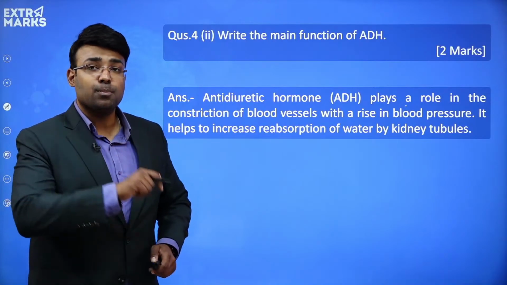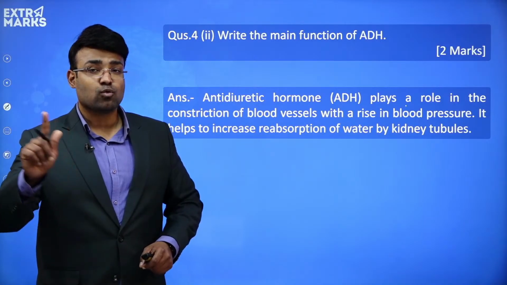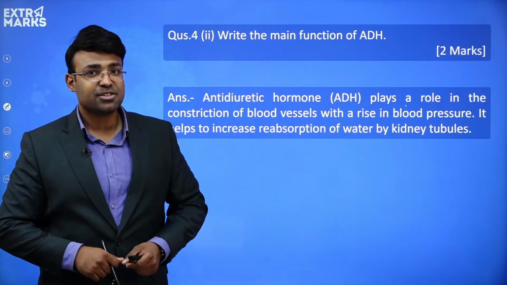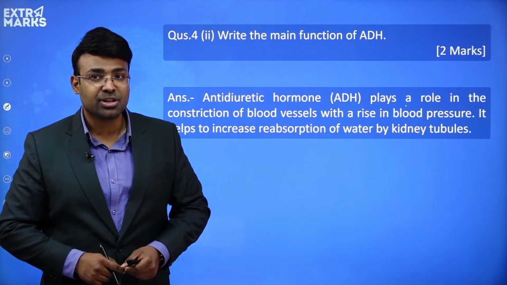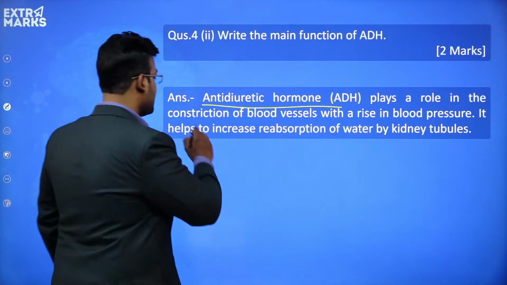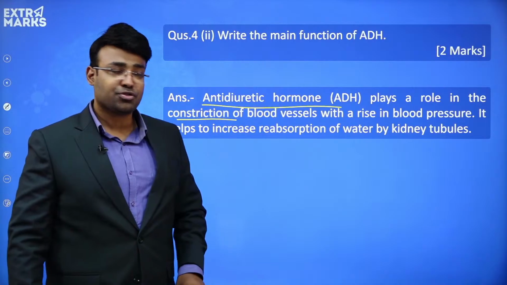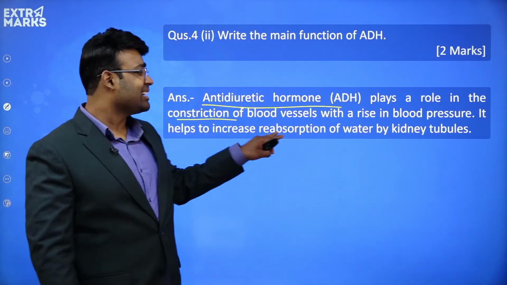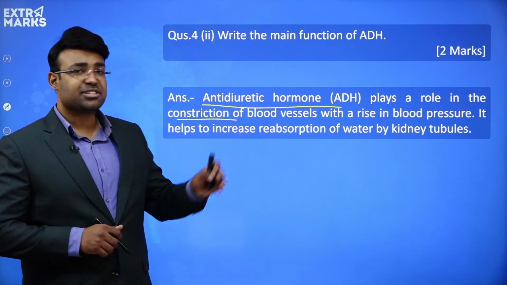The water reabsorption by the renal tubules will get affected, and in that case, the person is going to release more amount of water. The urine will become very dilute. So I hope this point is clear. It's an antidiuretic hormone which plays an important role in the constriction of the blood vessels. As I have just said, it's a vasoconstrictor, and with the rise in the blood pressure, it helps in increasing reabsorption of water by kidney tubules. Clear? So ADH we have done.